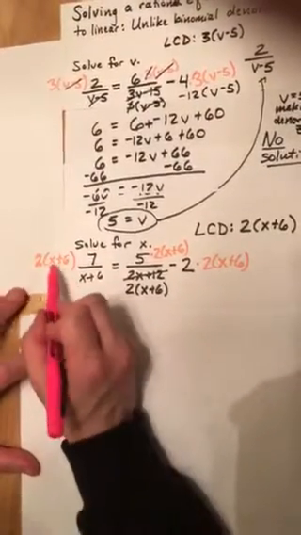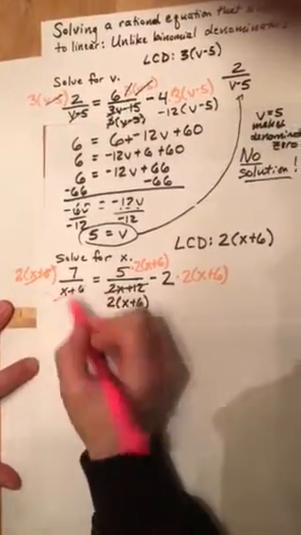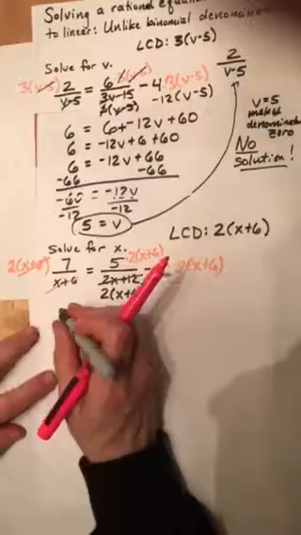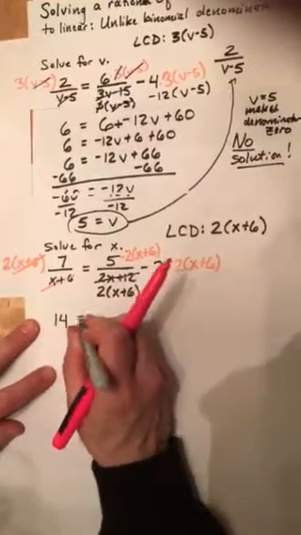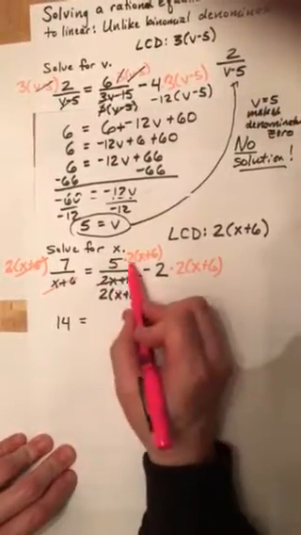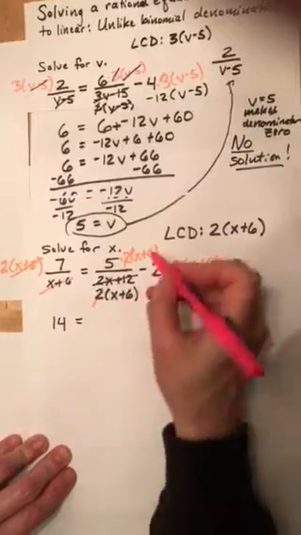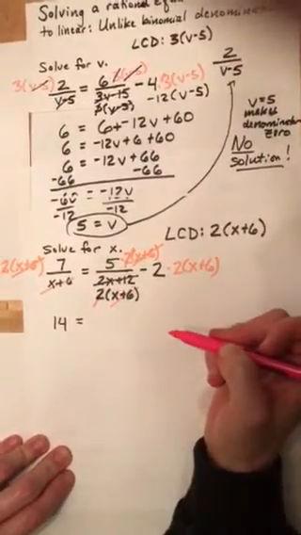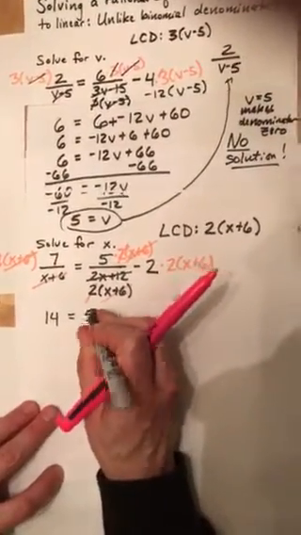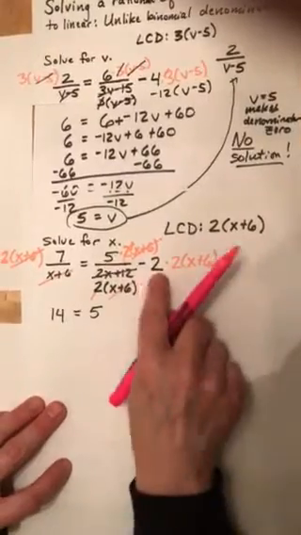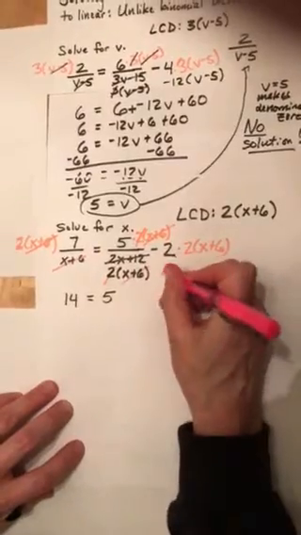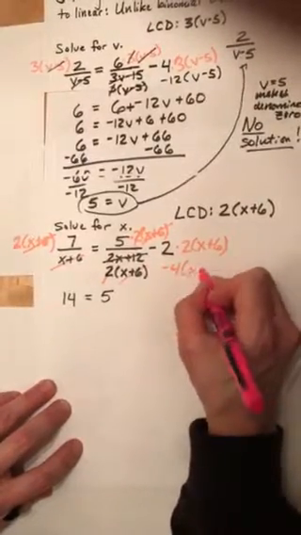On the left-hand side, the x plus 6 in the numerator cancels with the x plus 6 in the denominator, leaving me with just 2 times 7, or 14, on the left-hand side. In the second term, I have 2 canceling with 2, and x plus 6 canceling with x plus 6, and so only 5 remains for that second term. Okay, and then finally nothing here cancels out, and so I just have the negative 2 times the 2, or negative 4, times the quantity x plus 6.